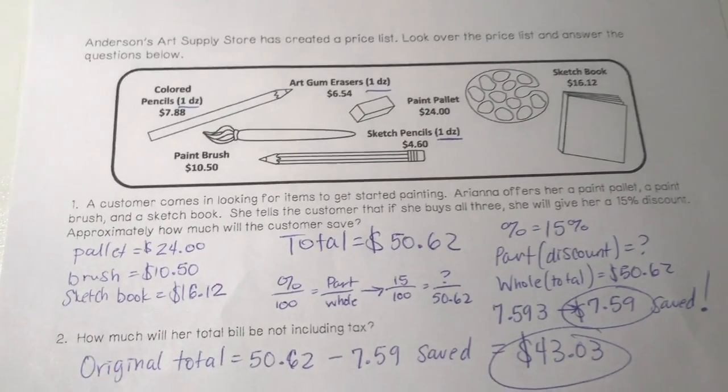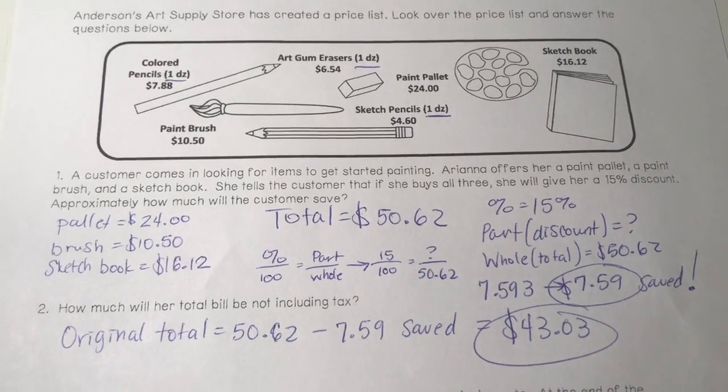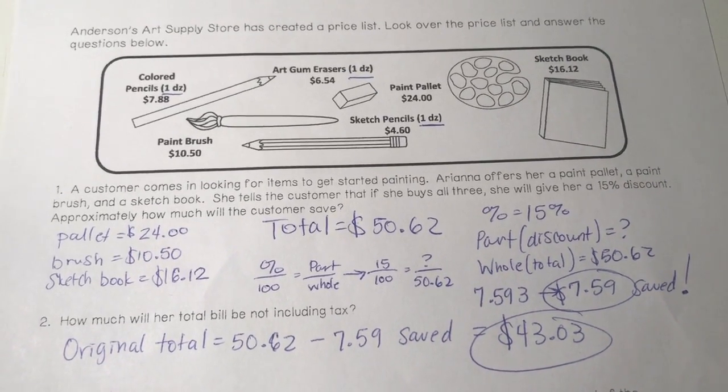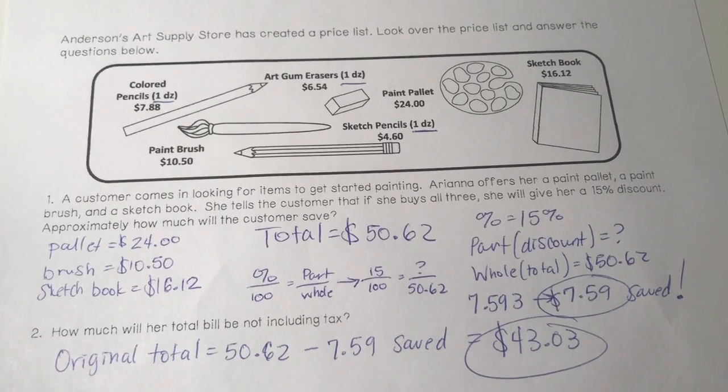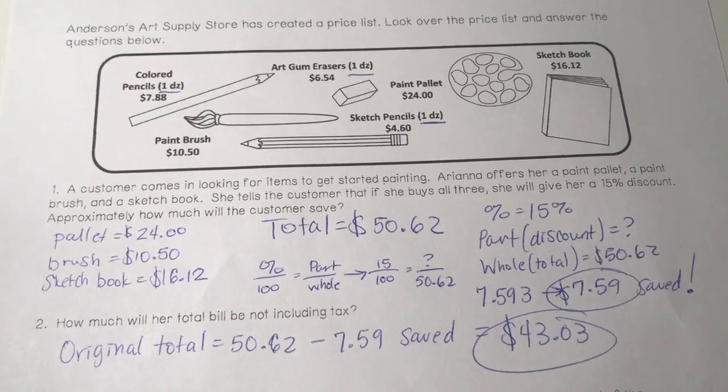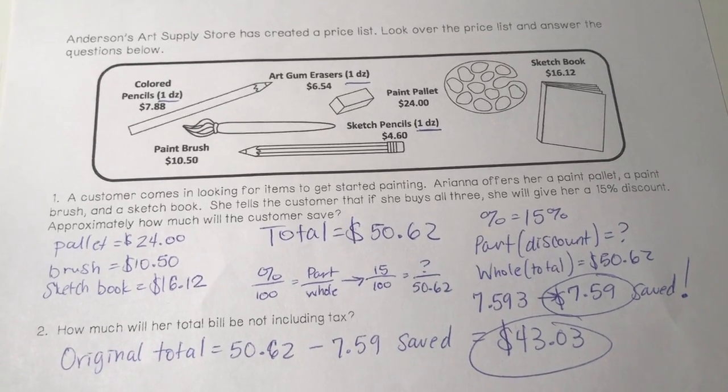All right, so number 1, a customer comes in looking for items to get started painting. Ariana offers her a paint palette, a paintbrush, and a sketchbook. She tells the customer that if she buys all 3, she will give her a 15% discount. Approximately how much will the customer save?